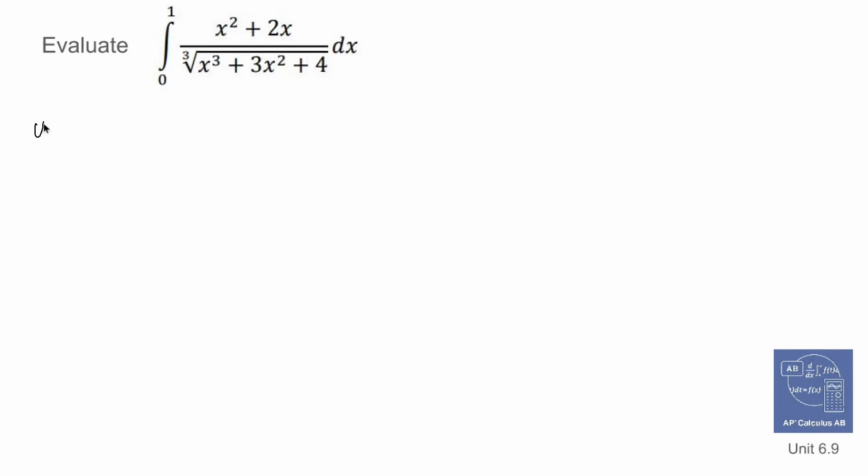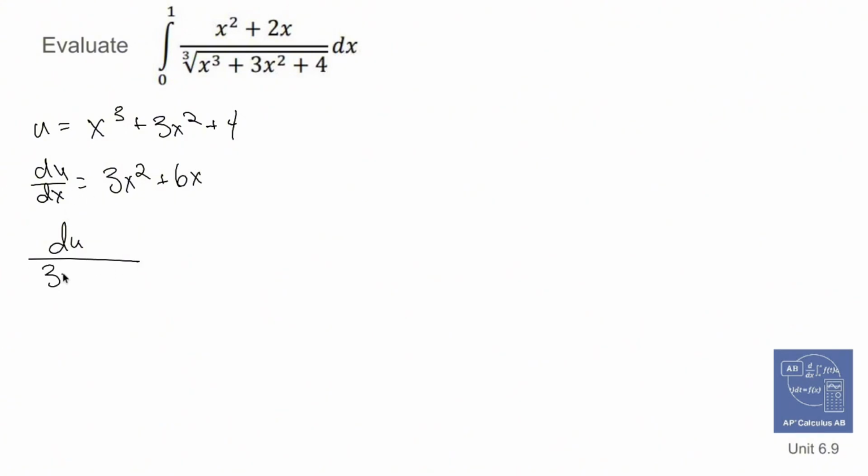Let's let u equal everything underneath that cube root. U equals x cubed plus 3x squared plus 4. So du dx is going to be 3x squared plus 6x plus nothing. Do the old flip-flop where you replace dx. So du over 3x squared plus 6x is going to equal dx. All right?